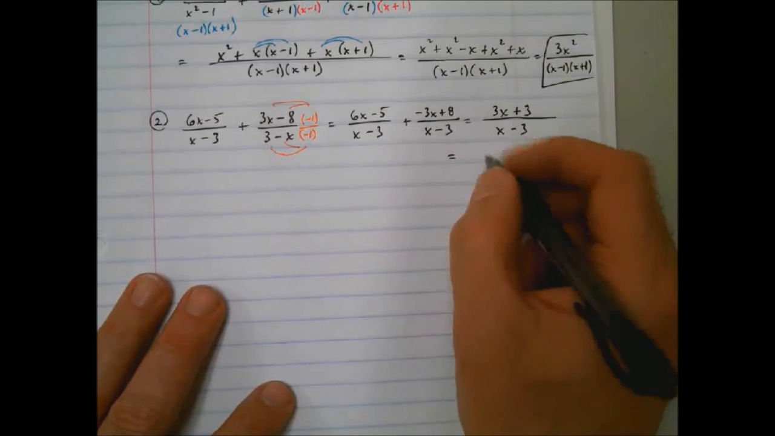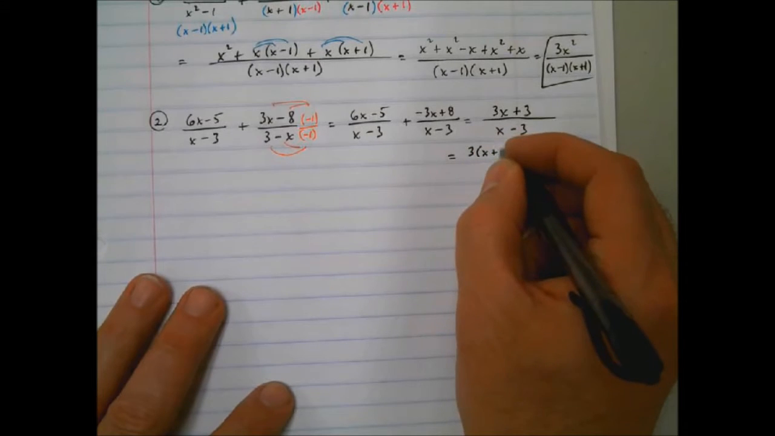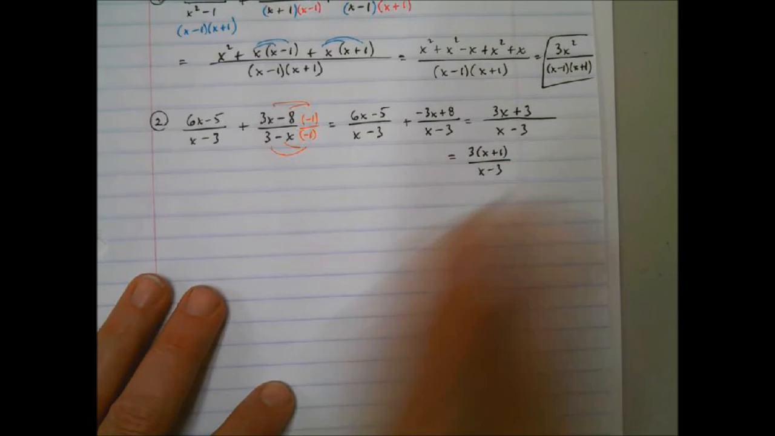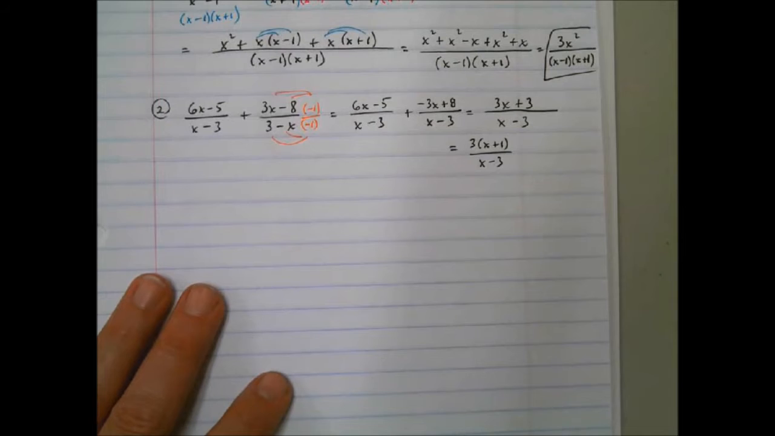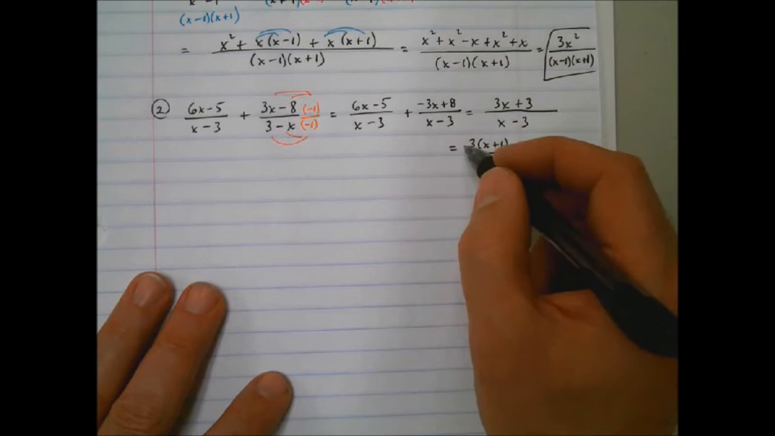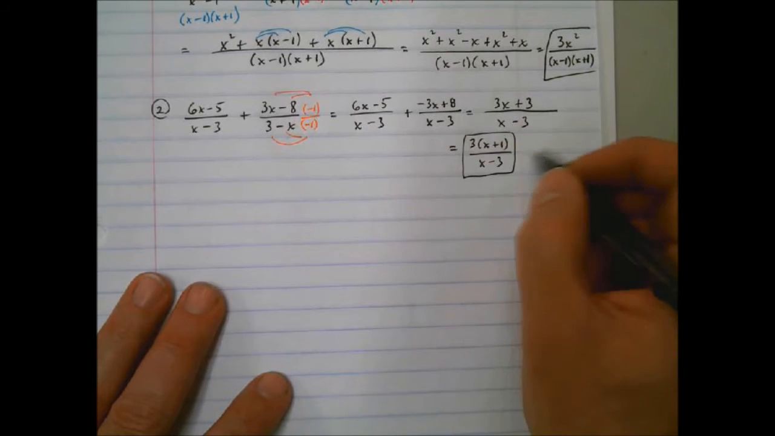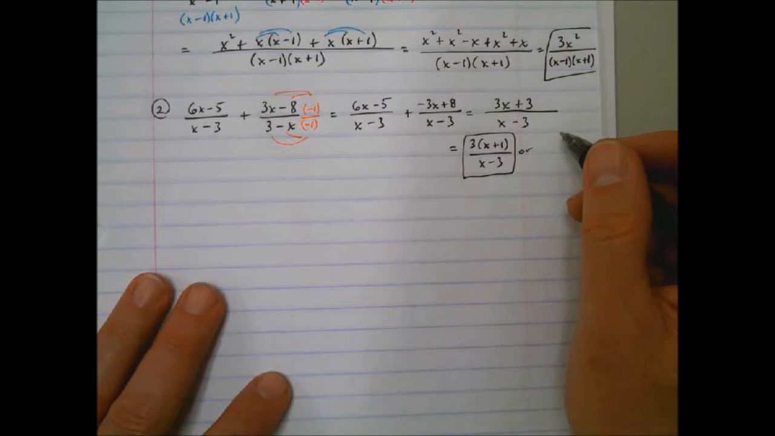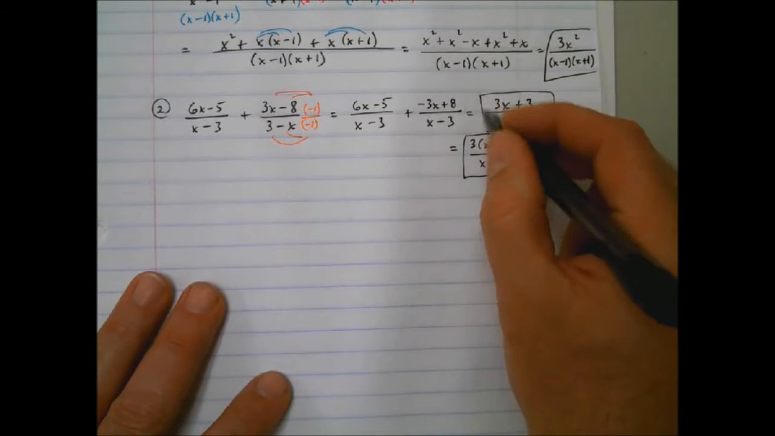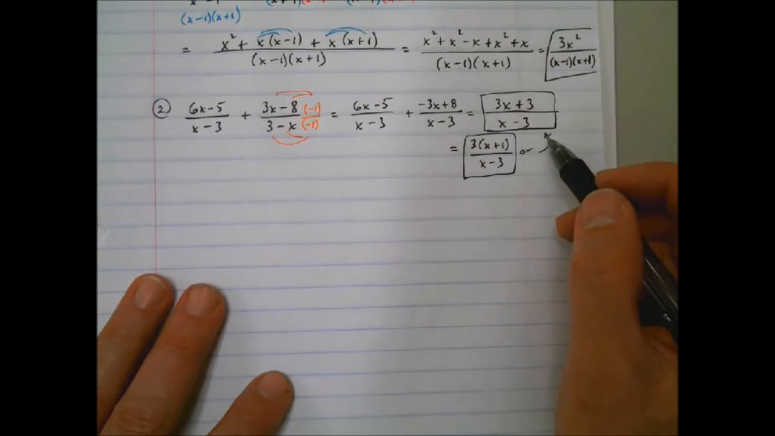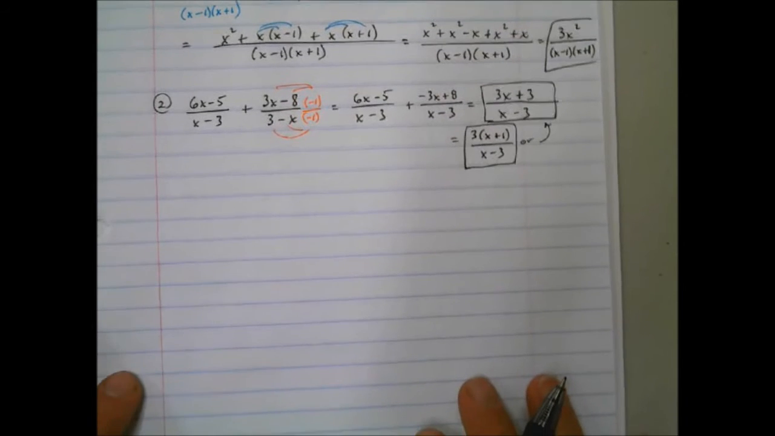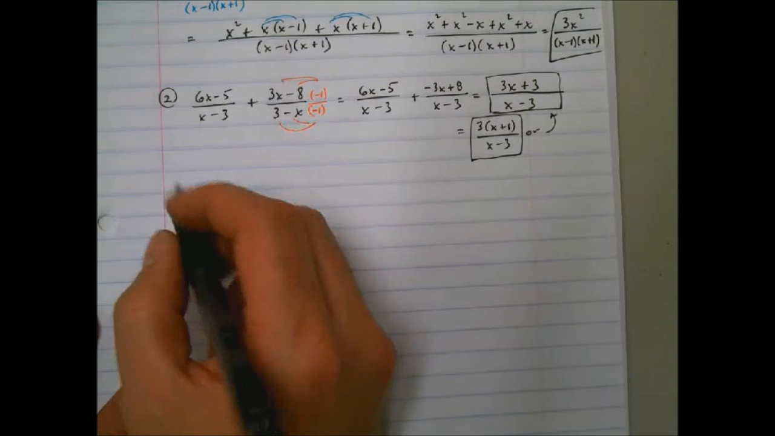So the numerator is 3 times x plus 1, there's a GCF of 3, so 3 times x plus 1 over x minus 3. Any common factors? No. Any opposite factors? No. So it's either this, or we could have left it the way it was, 3x plus 3 over x minus 3. Either one of those two would work. Okay, moving on. Problem number 3.